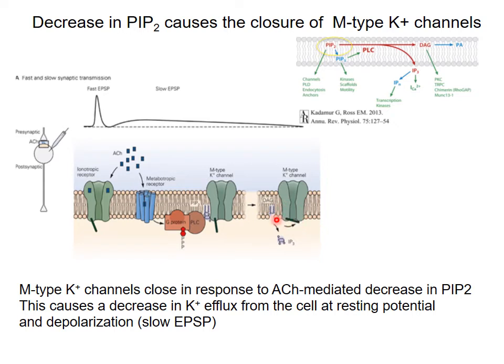Closing of these potassium M-type channels is going to decrease the efflux of potassium that normally happens, leading to depolarization, which is otherwise known as slow EPSP.